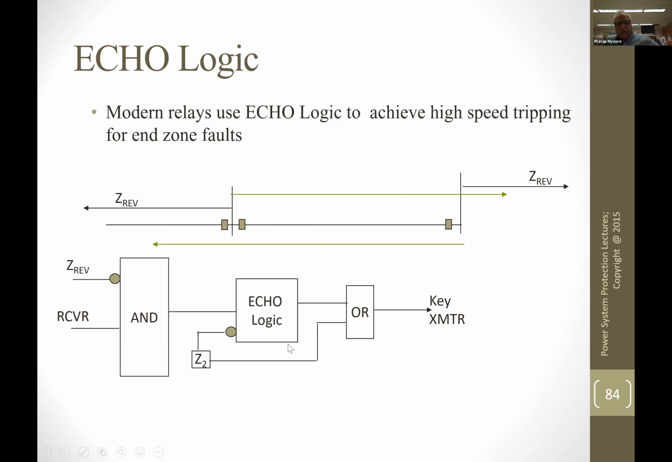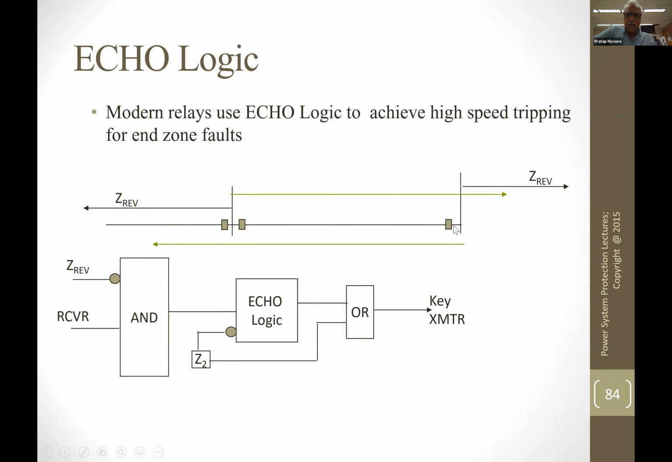The modern relays now don't make use of the breaker. They use what is called the echo logic. They use another element inside, which is looking in the backward direction. So if the fault is behind the relay, what does it do? It sends a blocking signal to the remote end. So if the reverse element has not picked up, and if it receives a logic from the remote end, it then keys the signal to the transmitter end.